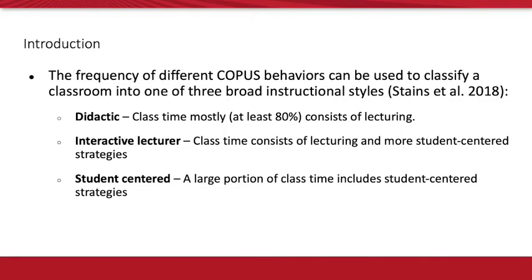The frequency of different COPUS behaviors can be used to classify a classroom into one of three broad instructional styles. A didactic style consists mostly of lecturing. An interactive lecture style consists of both lecturing along with some student-centered strategies such as group work and one-on-one interactions. Finally, a student-centered style consists of mostly student-centered strategies.